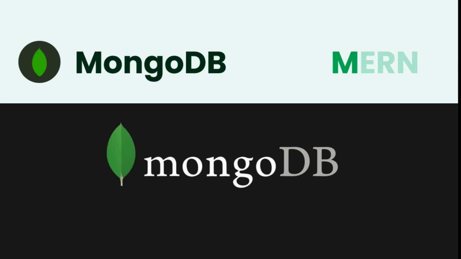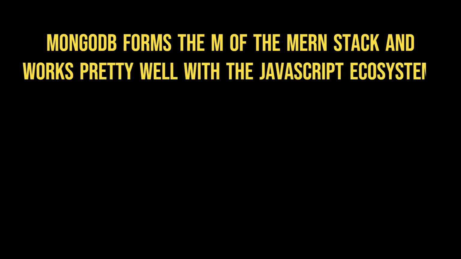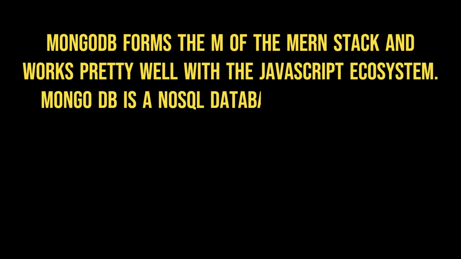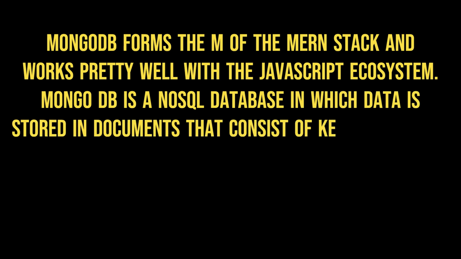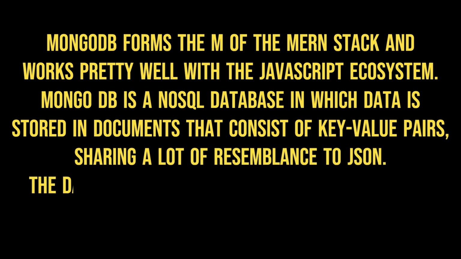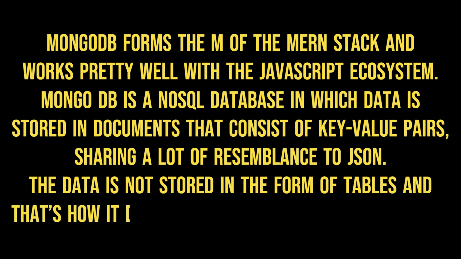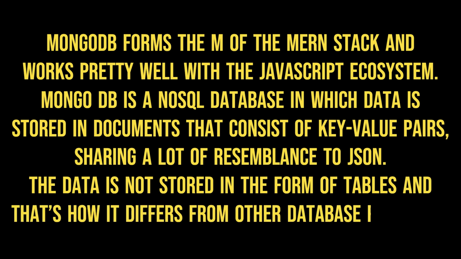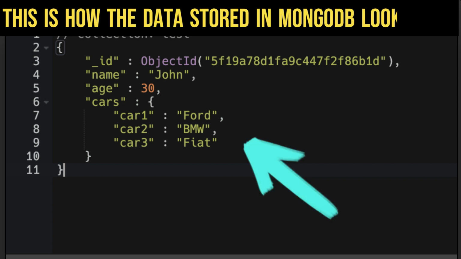1. MongoDB. MongoDB forms the M of the MERN stack and works pretty well with the JavaScript ecosystem. MongoDB is a NoSQL database in which data is stored in documents that consist of key-value pairs, sharing a lot of resemblance to JSON. The data is not stored in the form of tables, and that's how it differs from other database programs. This is how the data stored in MongoDB looks like.